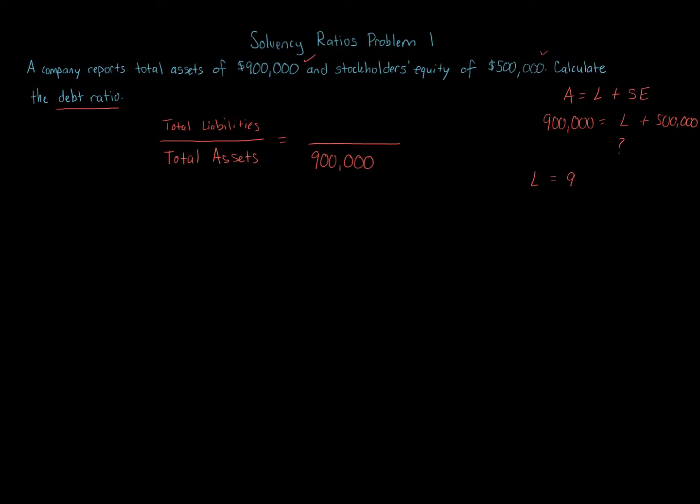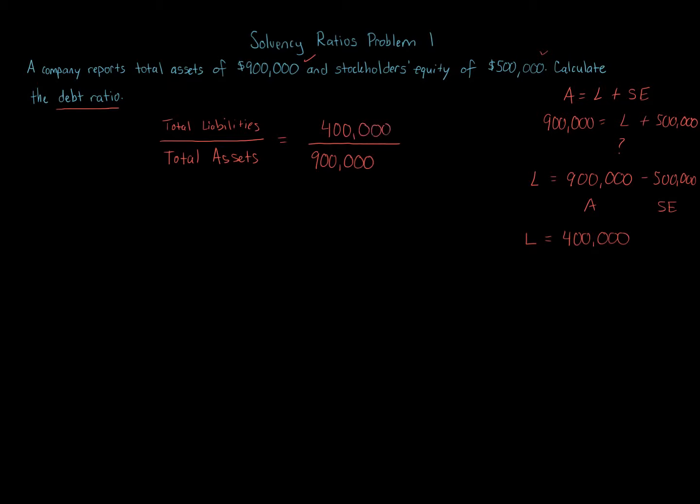Liabilities equal $900,000, the assets, minus the $500,000, which is the stockholders' equity. That gives us liabilities equal $400,000. Think about the accounting equation: $900,000 equals $400,000 plus $500,000. They equal, $900,000 on the left, $900,000 on the right. Boom, you got it. So total liabilities here are $400,000.